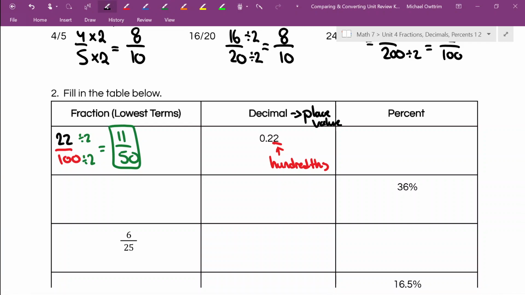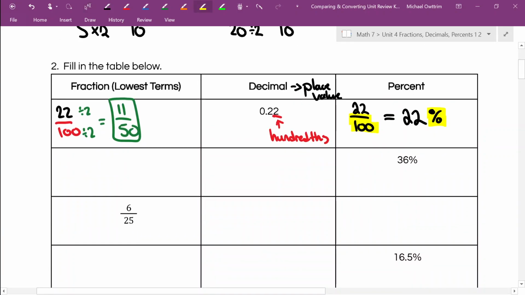For our percent, we want to start with a fraction out of 100, and in this case we already have it, 22 out of 100. When we have something out of 100, percent means out of 100, so 22 out of 100 becomes 22%. You can always replace out of 100 with the percent sign. Speaking of which, let's start with 36%. We know that's going to be 36, and instead of percent, we can write out of 100. Percent and out of 100 always mean the same thing.